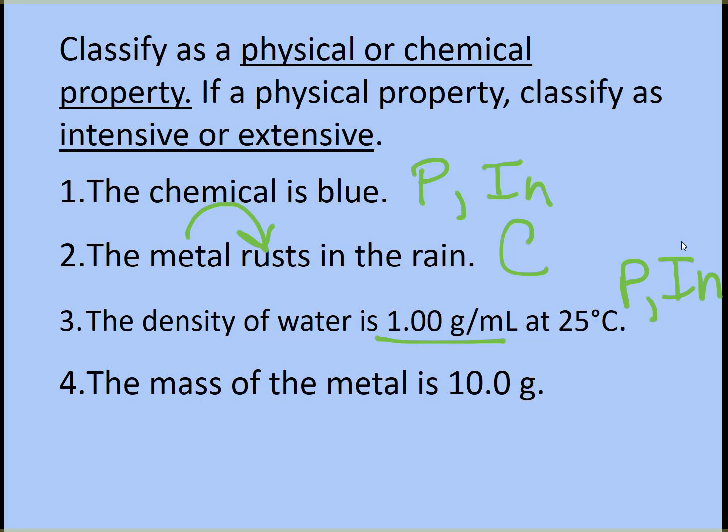And the last one, the mass of the metal is 10 grams. Just taking the mass doesn't change it to something else. So this is a physical property and this is extensive. So again, with extensive, the amount is important there. And so I have a measurement here of mass. I think of mass or volume, weight, those would all be extensive properties.